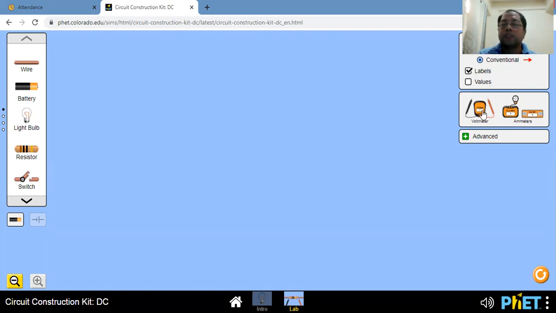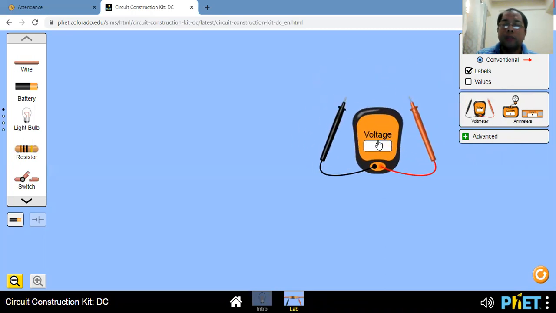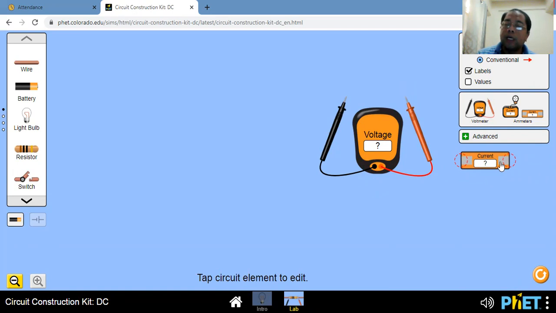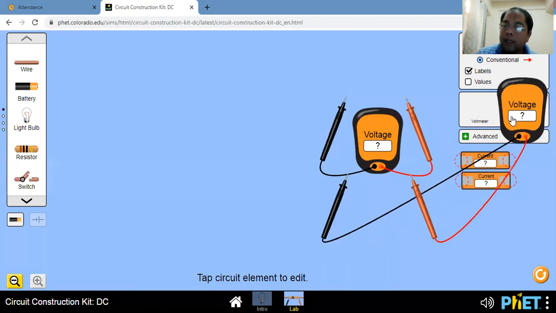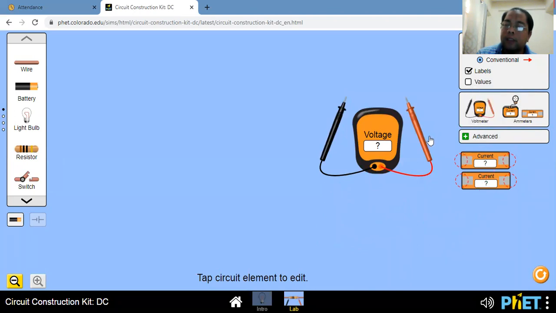Now we have here two sets of meters. One is a voltmeter, so it has a voltage value. There are two terminals here, positive and the negative one. Now you have also the ammeter. The ammeter is the one that measures the current. Actually you can simply drag and use as many voltmeters and ammeters as you want. So if you don't want or don't need it, you can simply return them.